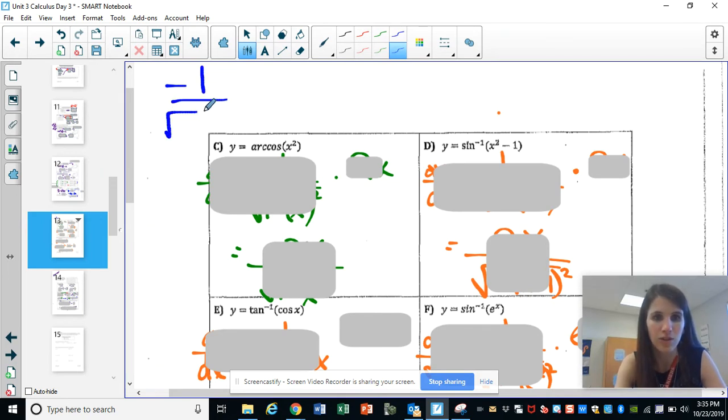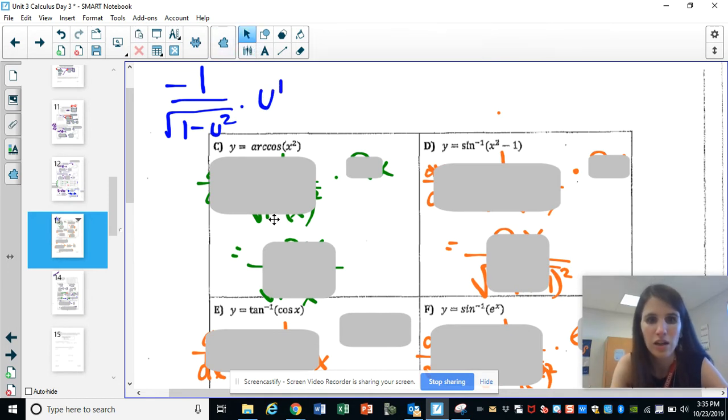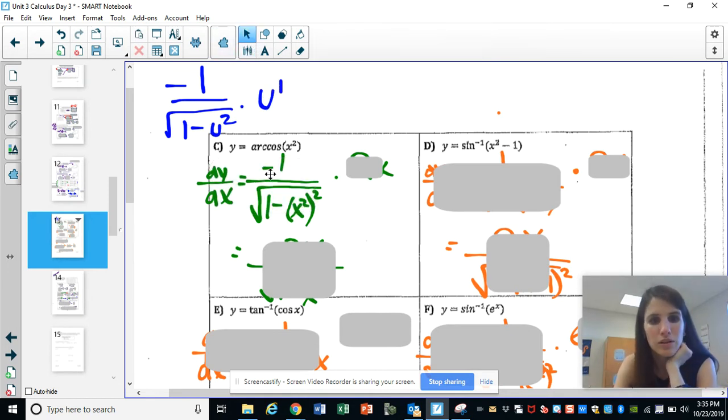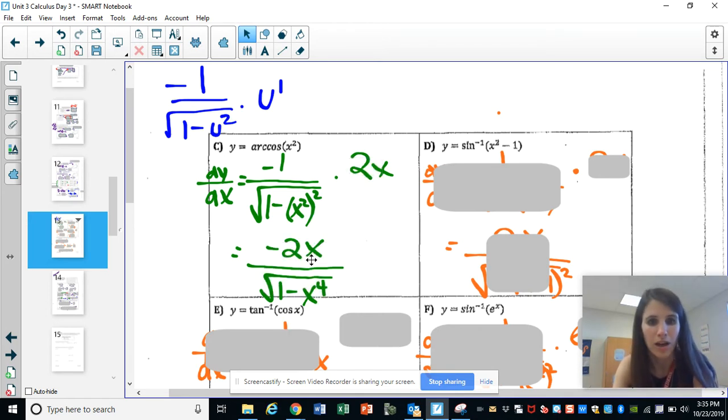So it's the square root of 1 minus u squared, and then we multiply that by u prime, the derivative of the inside. All right, so first step: negative 1 over the square root of 1 minus the whole inside, x squared, squared. We multiply that by the derivative of x squared, which is 2x, and then simplify. The x squared raised to the second power: our exponent rules tell us when we raise an exponent to another exponent, we multiply the exponents, so therefore it's x to the 4th.